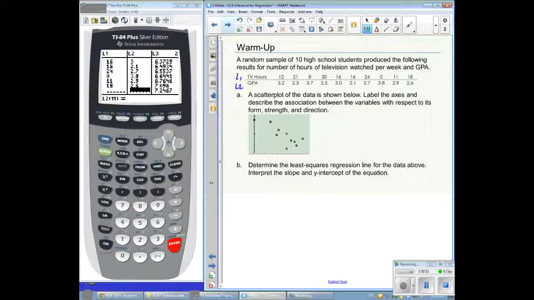We might expect that if you're spending more time watching TV than doing your schoolwork, your GPA might suffer, and so we might expect a negative association.